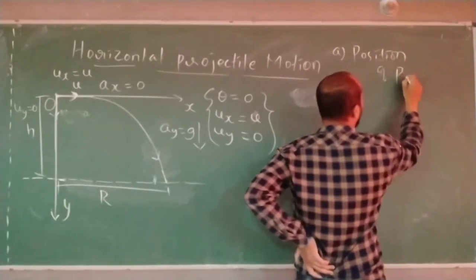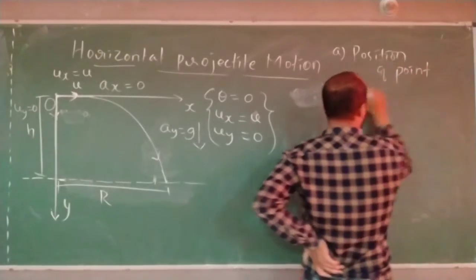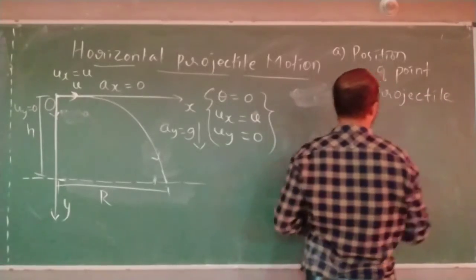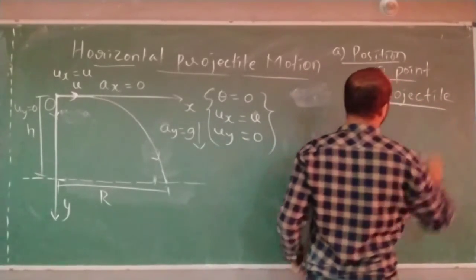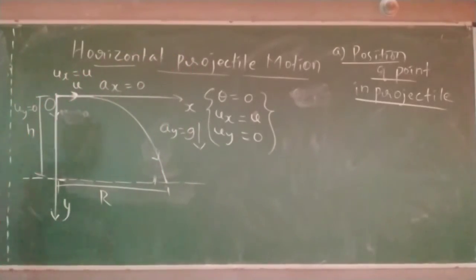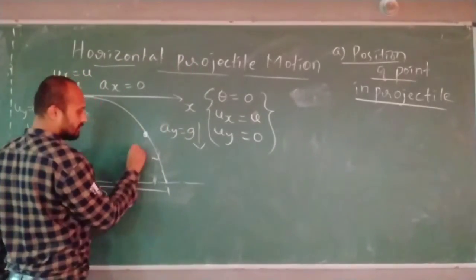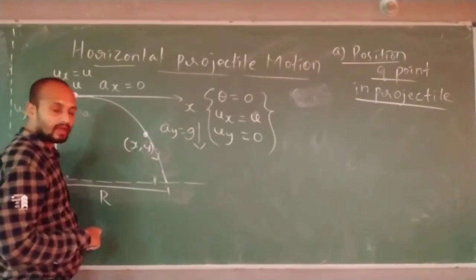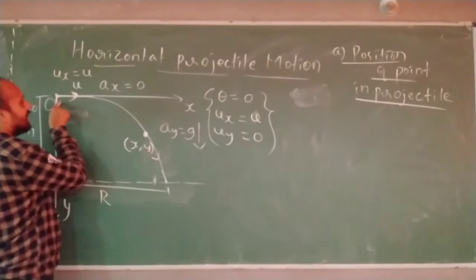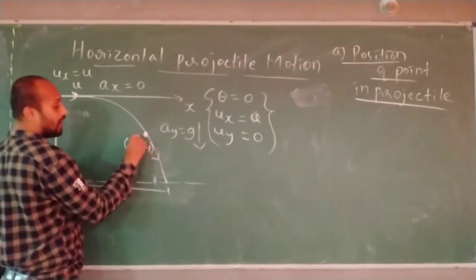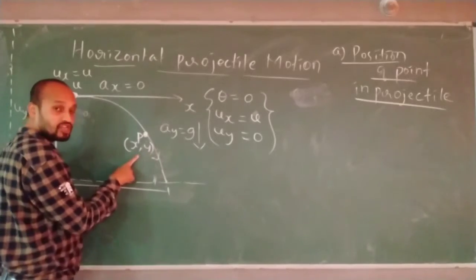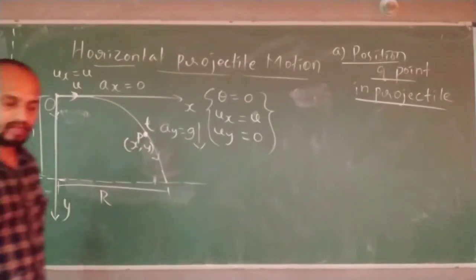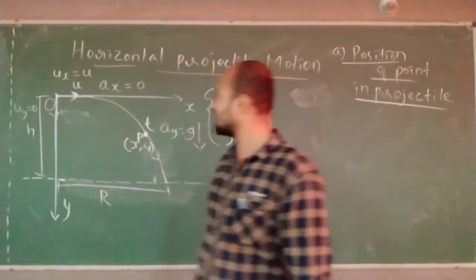Position of a point in projectile motion. Let us consider one point. This point has position x comma y. Let's say the particle has reached from point O to this point P, having position x comma y, and it reaches point P in time t. In time t, what is its position?